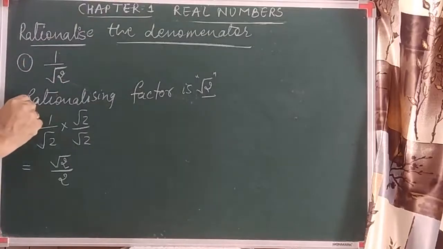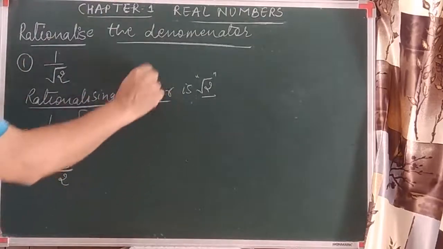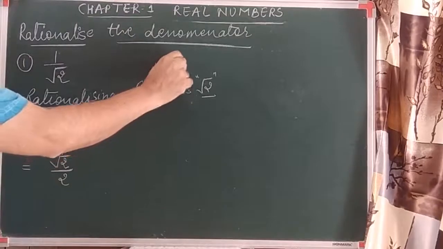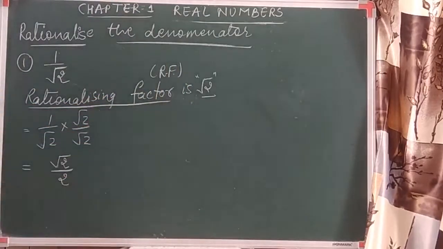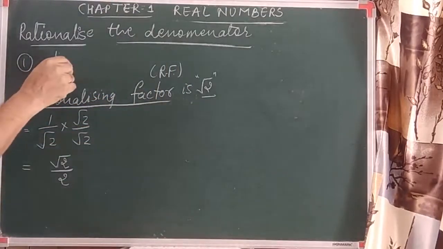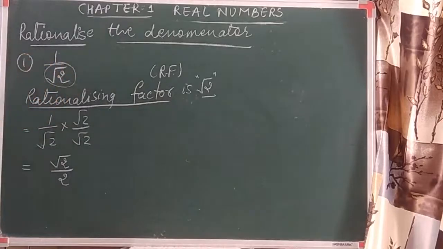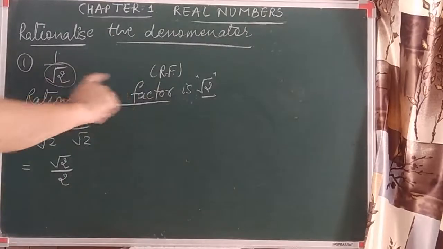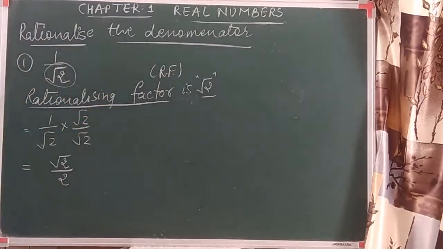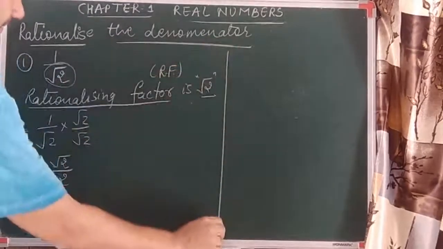So first we need to find the rationalizing factor, जिसको हम RF भी बोलेंगे, rationalizing factor. तो अगर आपका denominator if it has only one number, so the rationalizing factor is the number itself. Then we have to multiply and divide with the same number, then do the further simplification. Let's see one more question to understand this.